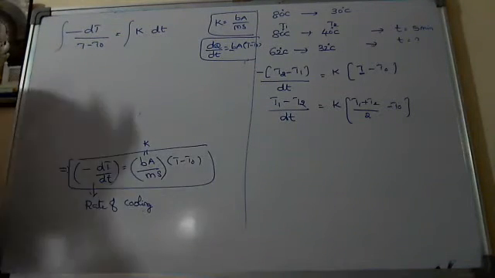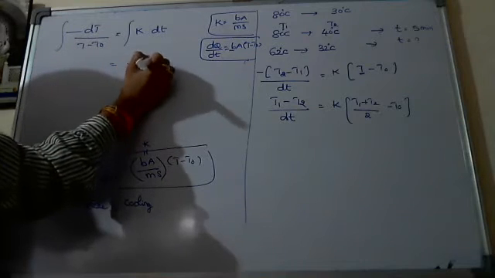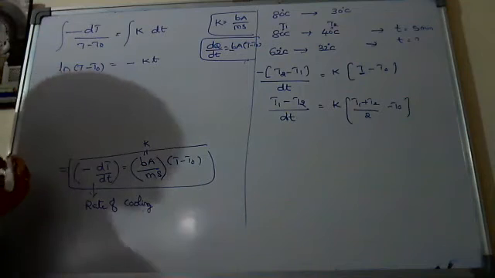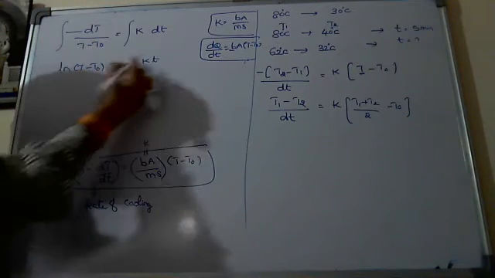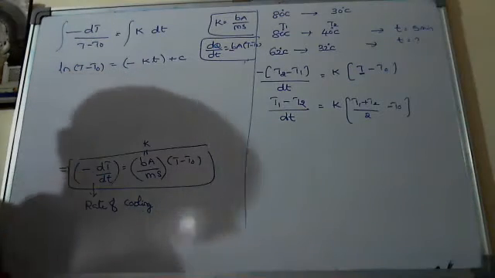So generally we will get this as minus kt, if you take the minus to the other side, is equal to, I am getting log (t minus t naught). Suppose I won't substitute any limits here, so I have to write here plus c, some constant.